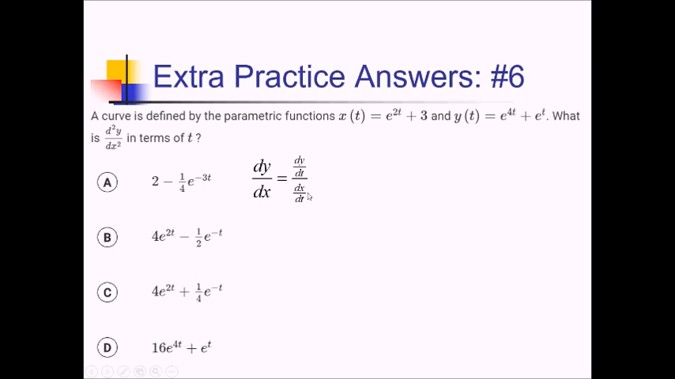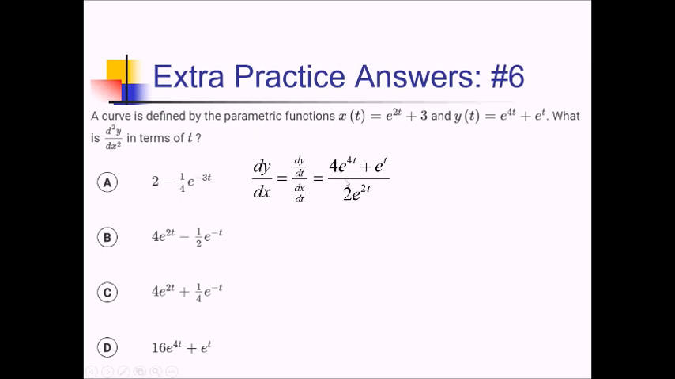Derivative of y, taking a look here, that's going to be 4e to the 4t plus e to the t. And now derivative of x, that's going to be 2e to the 2t, and then this 3 goes away, it's just a constant. I'm going to simplify this a little bit just because I know I'm going to have to take the derivative of this whole thing, and I would like to avoid using the quotient rule.